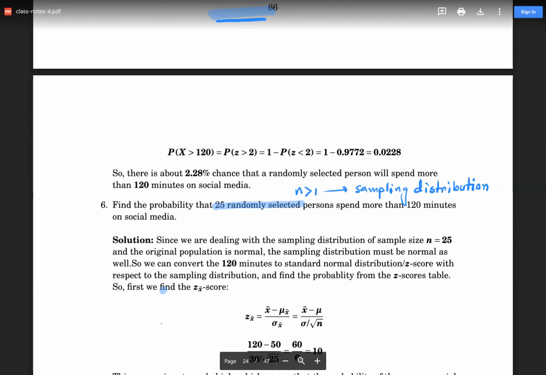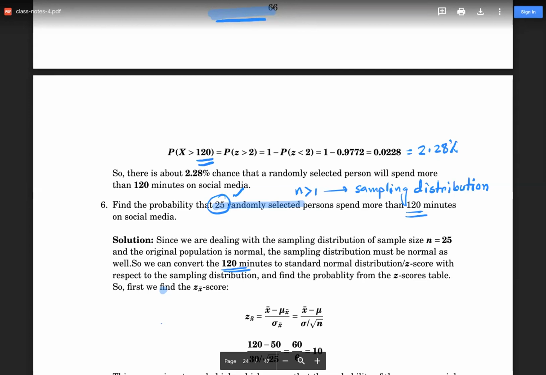Now we are asking a similar type of question. What is the probability that the average of 25 people, so this time you don't pick one person off the street and find out the probability that he or she is going to spend more than 120 minutes on social media. This time you pick 25 people and find their average. What is the probability that their average is going to be more than 120 minutes?